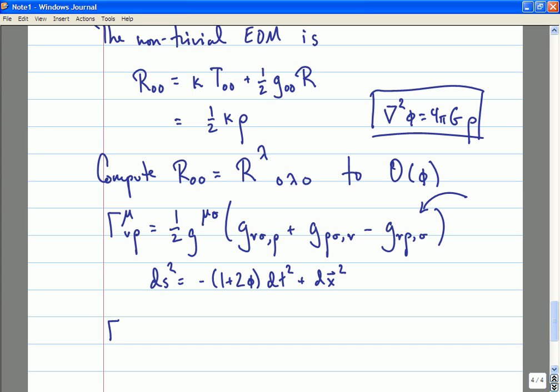So what are they? Well, you have gamma i00. You have a g^ij, which is equal to delta ij, and you have a 1/2, and then you have a 1/2 times phi,j. That comes from this last term here, because you have g00,j, and then you have a -2 coming from here, which will cancel the minus sign there and the 1/2 there.